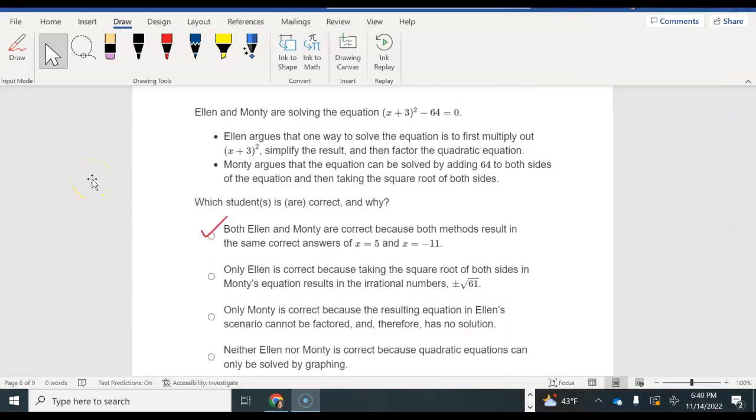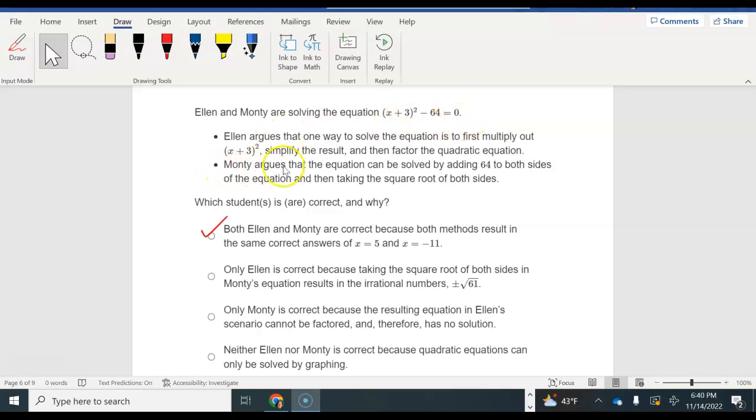All right, this question says Ellen and Monty are solving the equation. The quantity of x plus 3 squared minus 64 equals 0. Ellen argues that one way to solve the equation is to first multiply out x plus 3, simplify the result, and then factor the quadratic equation. So x plus 3 squared is the same thing as x plus 3 times x plus 3.